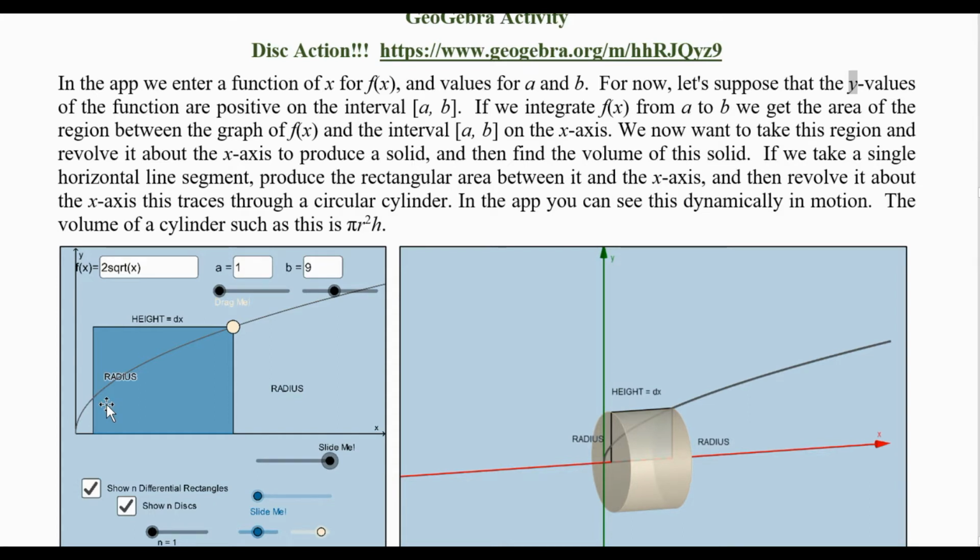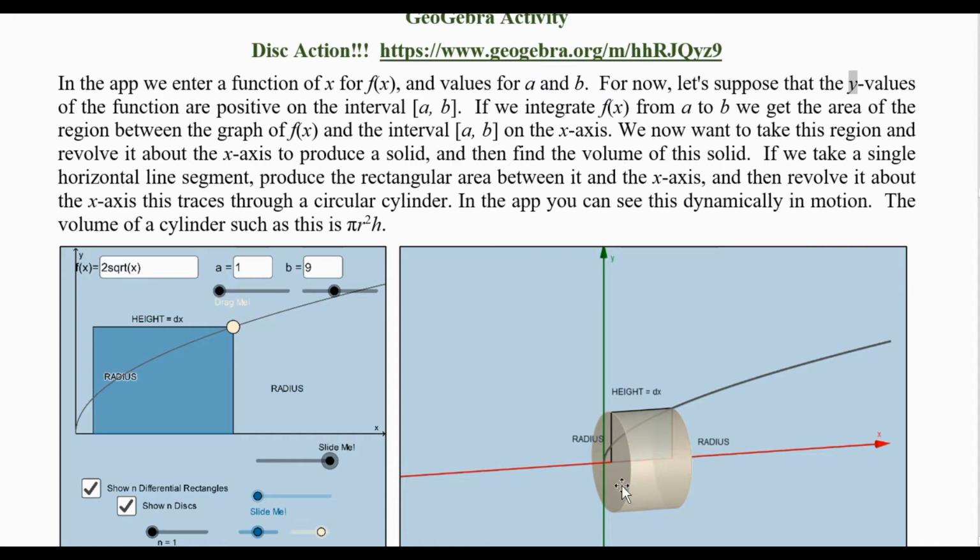Now we want to take that region and rotate it, revolve it around the x-axis. So what happens if we just took a single line segment and revolved it? So let's take this single line segment here and create a rectangular region underneath. If you revolve that, you get a little cylinder, a right circular cylinder.